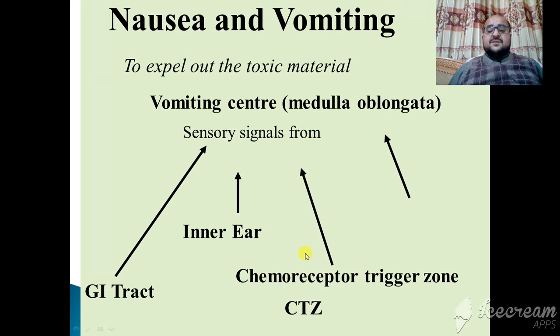So the vomiting center is in the medulla oblongata. This is the main center where the sensory signals from the gastrointestinal tract and then the inner ear arrive, while there is also the chemoreceptor trigger zone, CTZ.